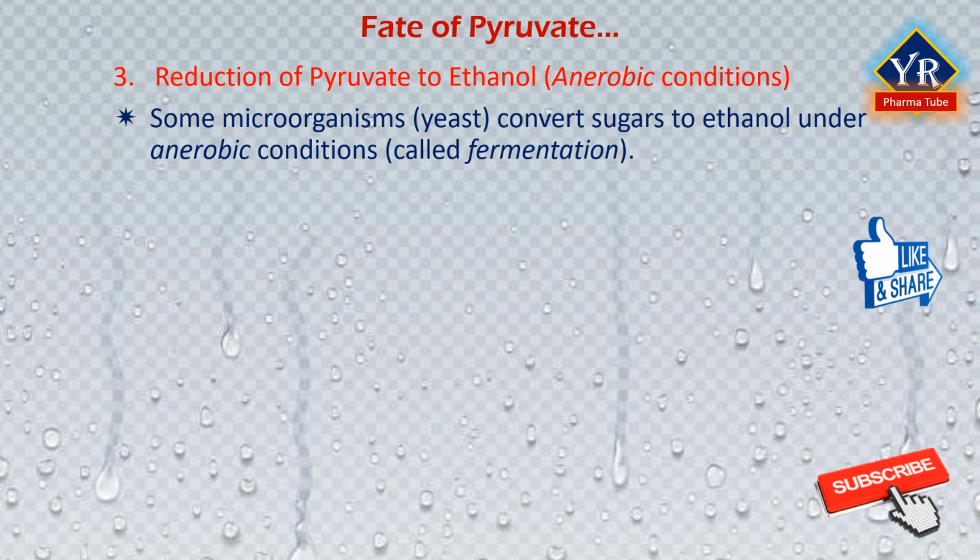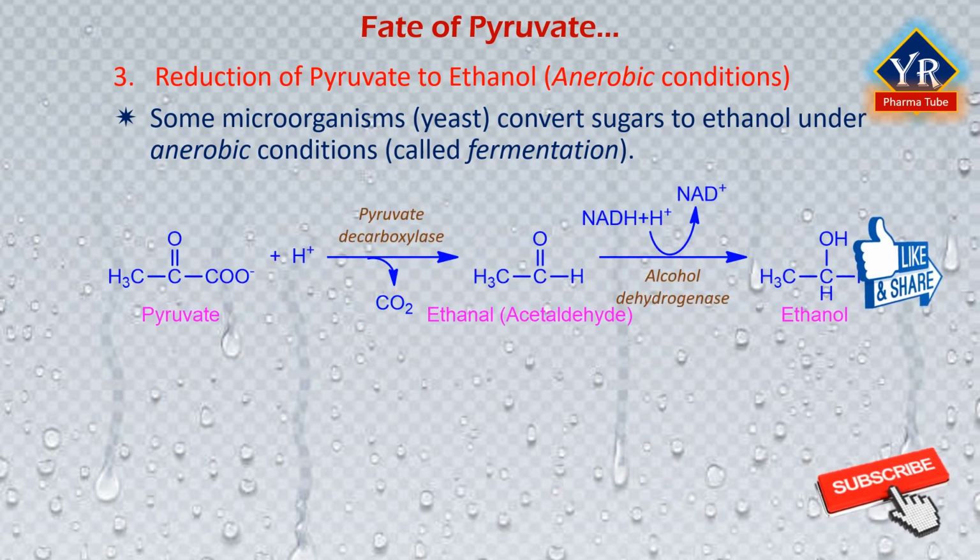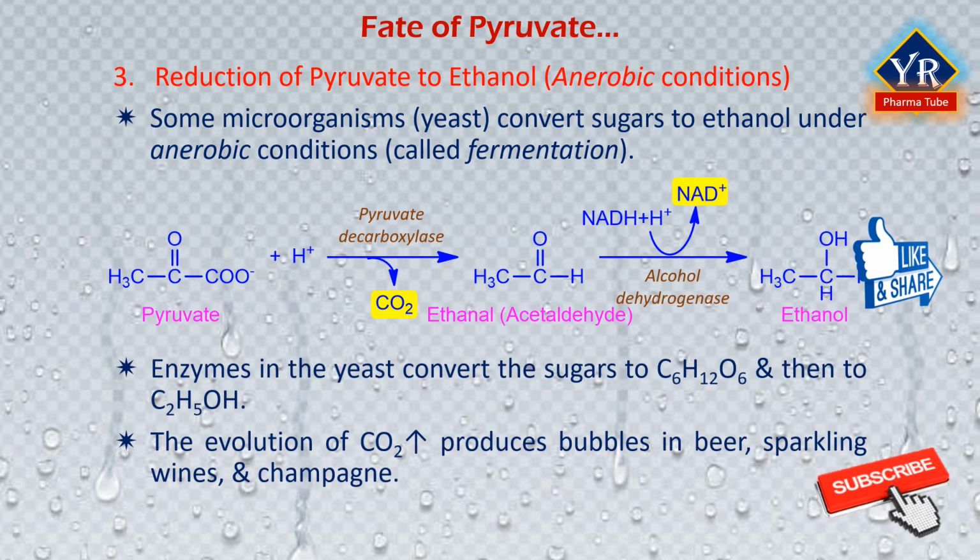Some microorganisms, particularly yeast, convert sugars to ethanol under anaerobic conditions by a process called fermentation. After pyruvate is formed in glycolysis, a carbon atom is removed in the form of carbon dioxide. The process is known as decarboxylation. The NAD plus for continued glycolysis is regenerated when the resulting acetaldehyde is reduced to ethanol.